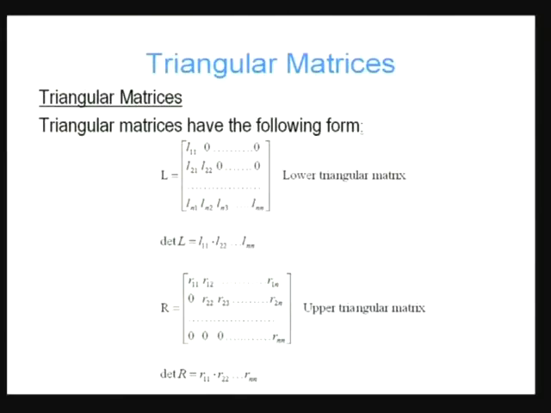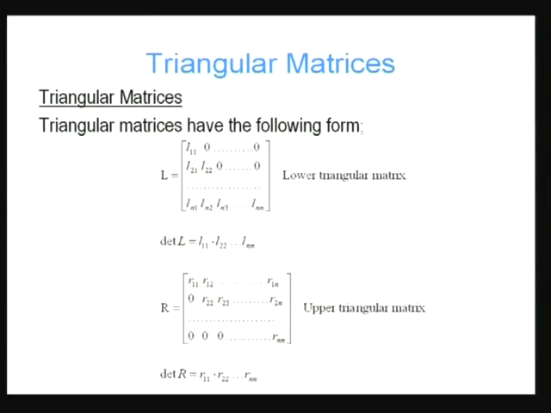We will first talk about triangular matrices. Triangular matrices have the following form. For instance, we have some matrices known as lower triangular matrices, which contain only non-zero terms below or at the diagonal. Either the terms are non-zero below the diagonal or along the diagonal. All terms above the diagonal are 0. That is a lower triangular matrix.